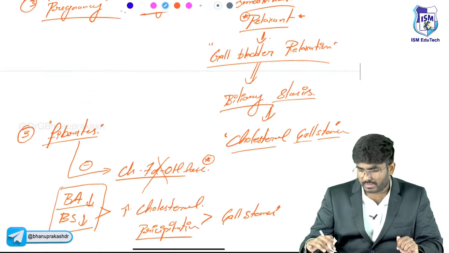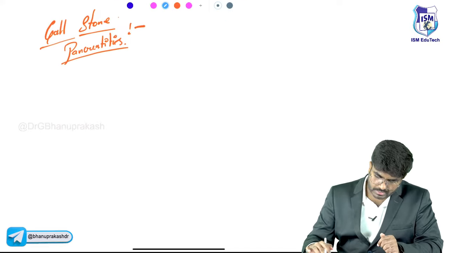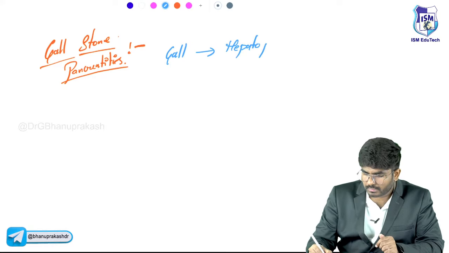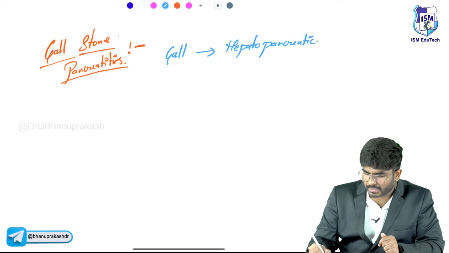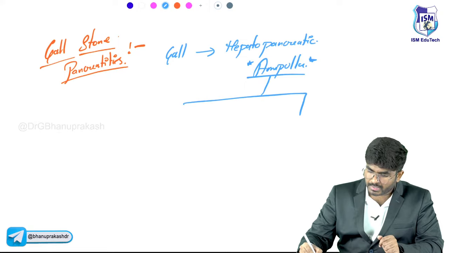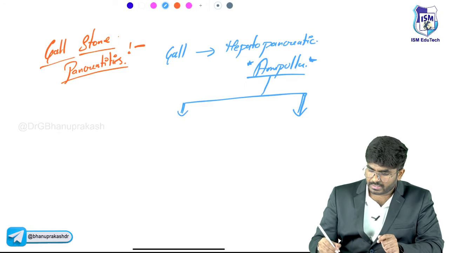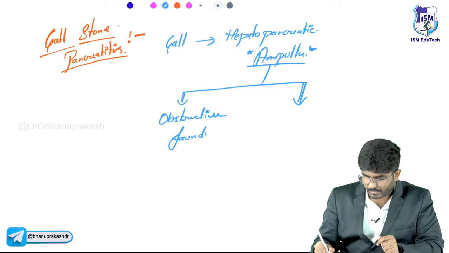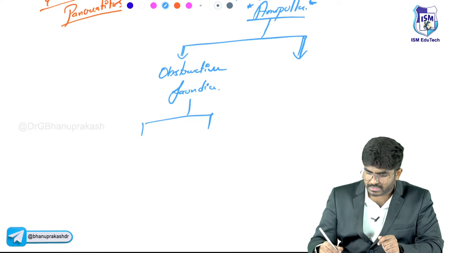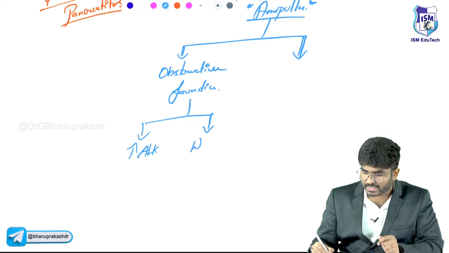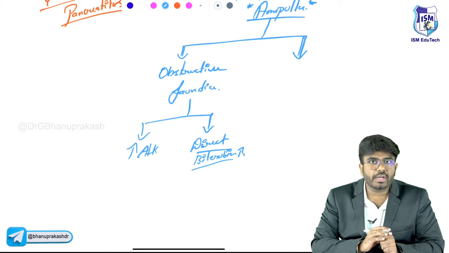So let me put it this way. In gallstone pancreatitis, the stone is present in the hepatopancreatic ampulla. Now that ampullary stone, what is it doing? On one side, it is going to cause obstructive jaundice. Whenever there is obstructive jaundice, the alkaline phosphatase levels are elevated, as well as direct bilirubin levels.